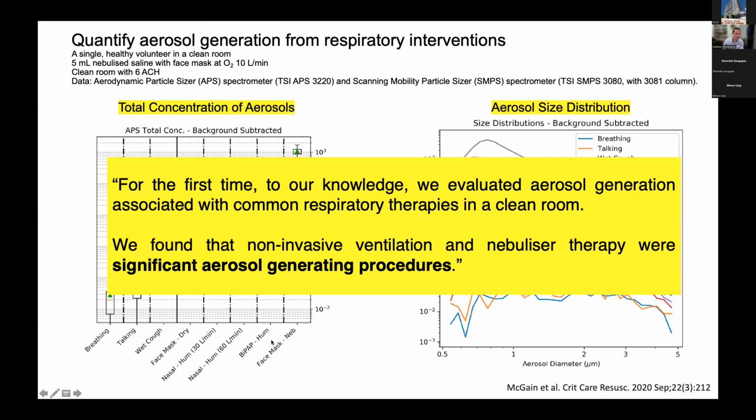So the conclusion here was that for the first time, to our knowledge, we evaluated aerosol generation associated with common respiratory therapies in a clean room. This was a clean room. And we found that non-invasive ventilation and nebulizer therapy were significant aerosol generating procedures. But I think it's important to remember back to the definition at the start, which talked about aerosols, but also the risk of transmission, which obviously itself is not here. In fact, all we know is that these are aerosols, not that the aerosols contain virus.